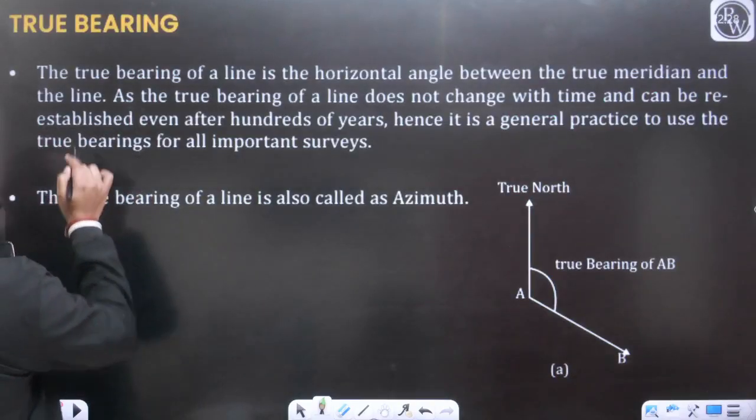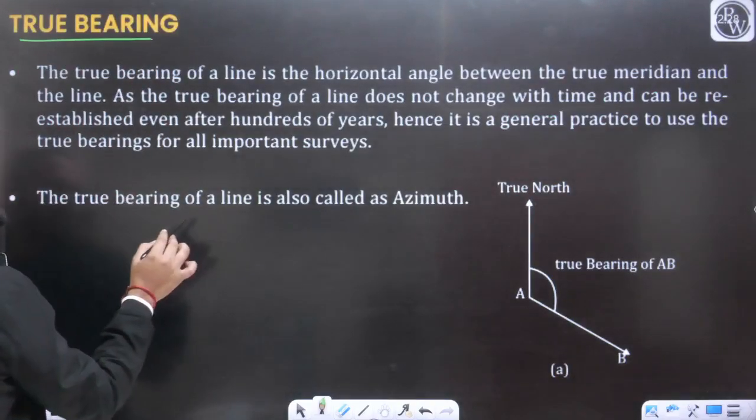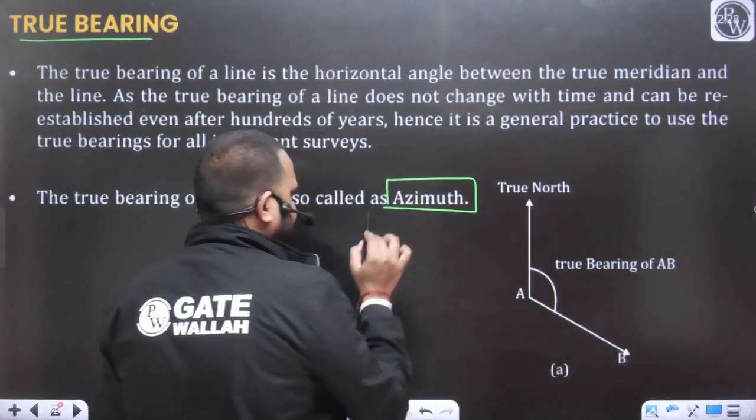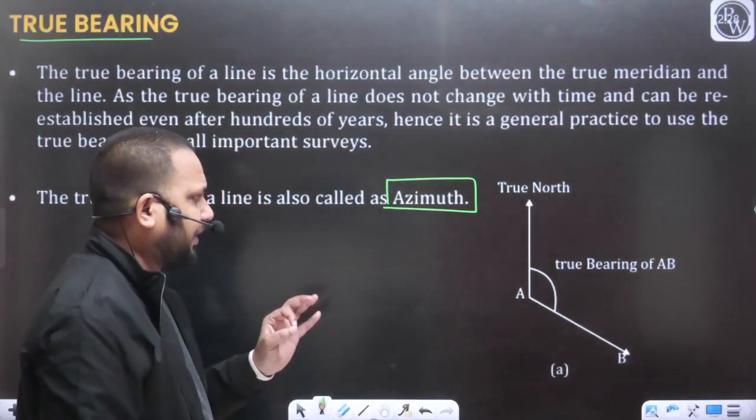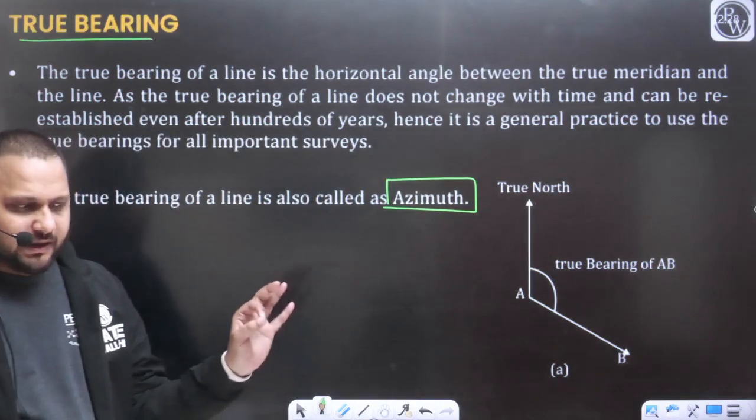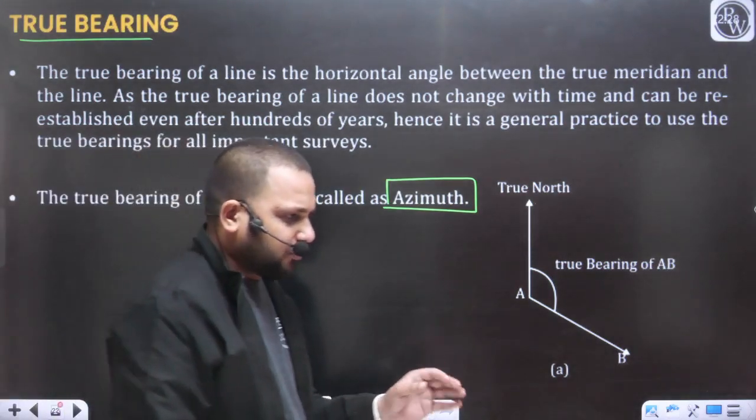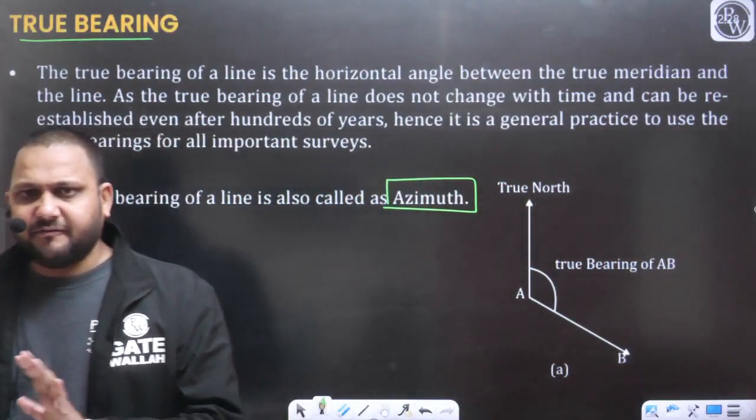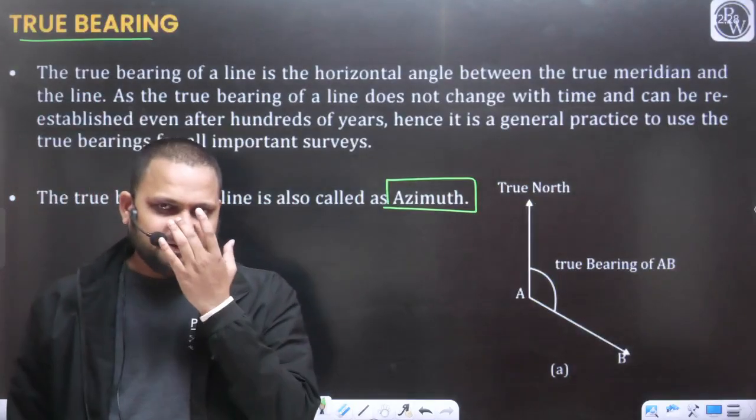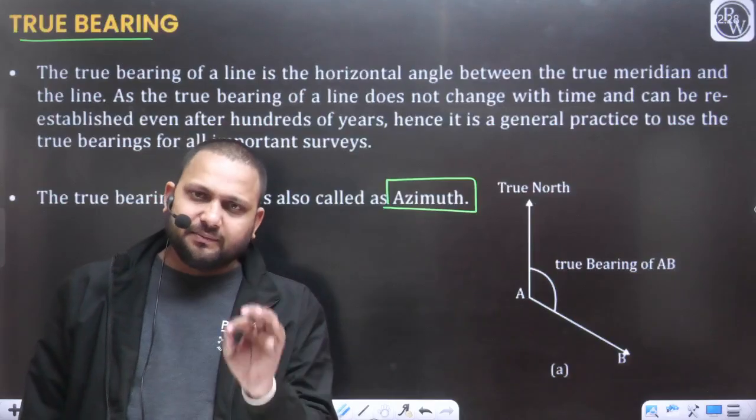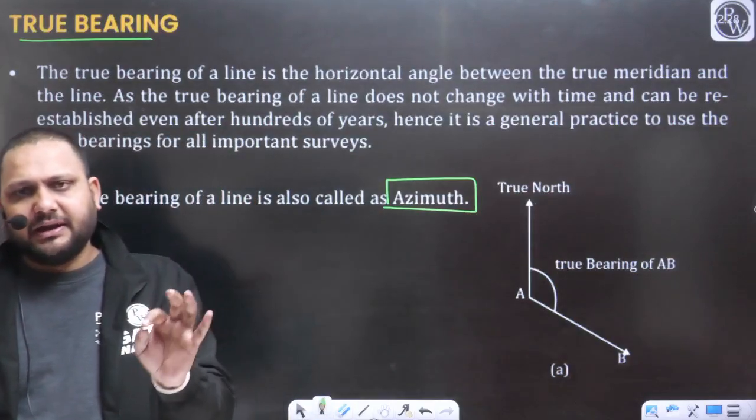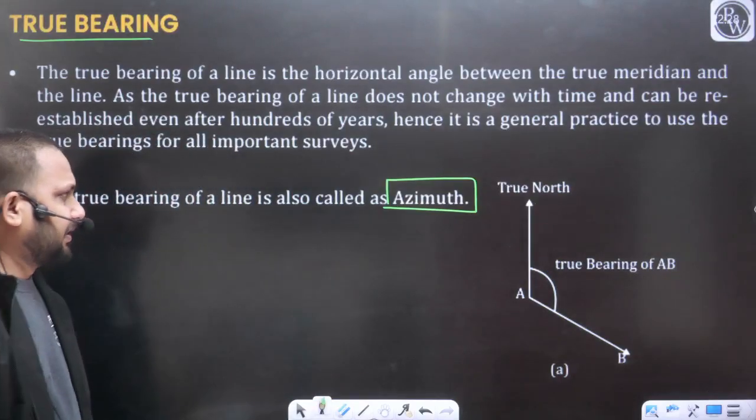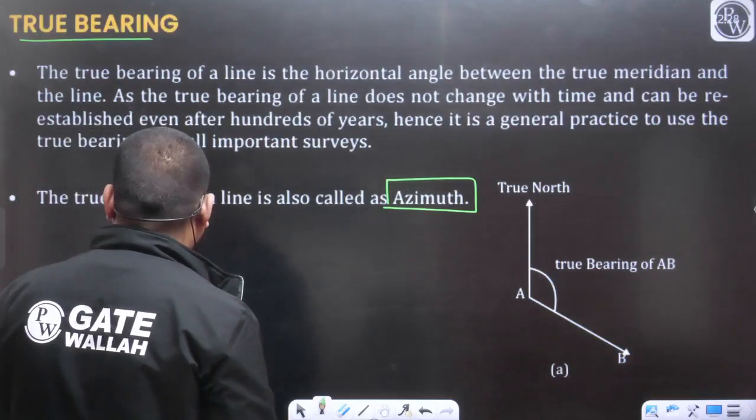So we know the true bearing. The true bearing of a line is also called the azimuth, so you should know about this term. If we are using the term true bearing or the term azimuth, both have the same meaning, the same significance. Azimuth is the true bearing of any line. That's it. Clear? Sometimes they can ask this in the exam.